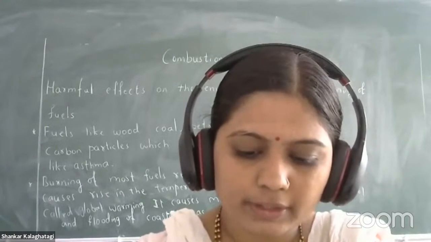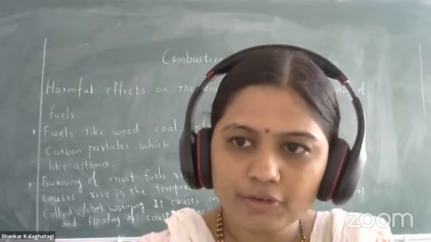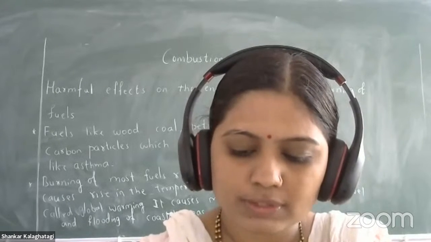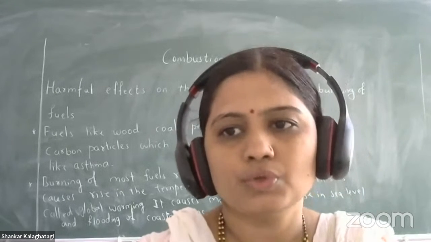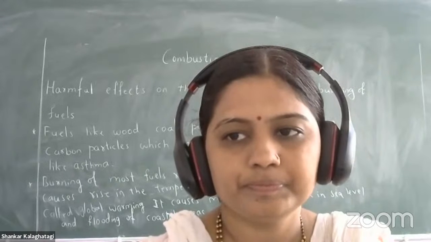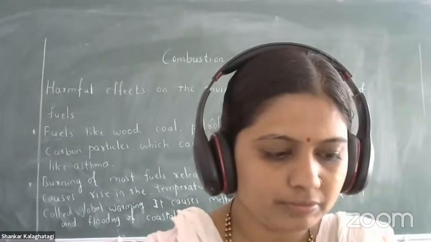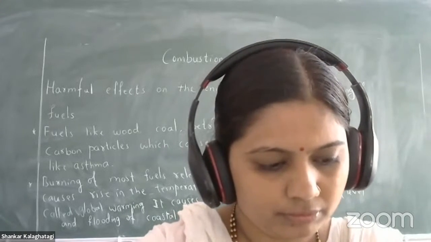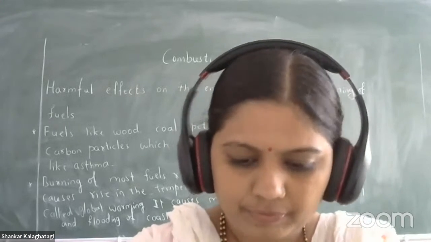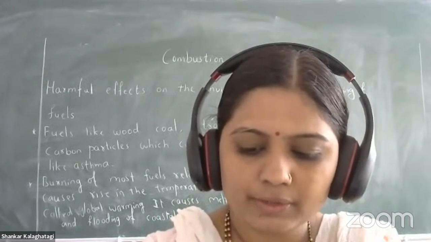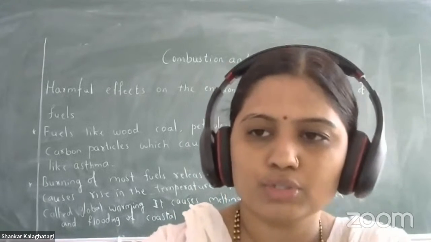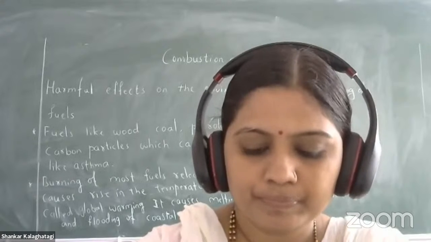Next, fill in the blanks. Burning of wood and coal causes dash of air. So how many of you know the answer? Yes, Aniket. Pollution of air. Okay, burning of wood and coal causes pollution of air.